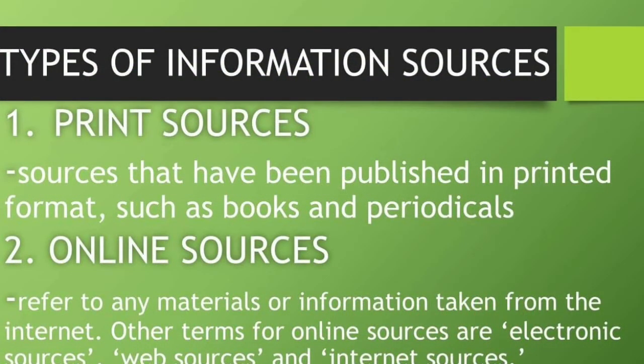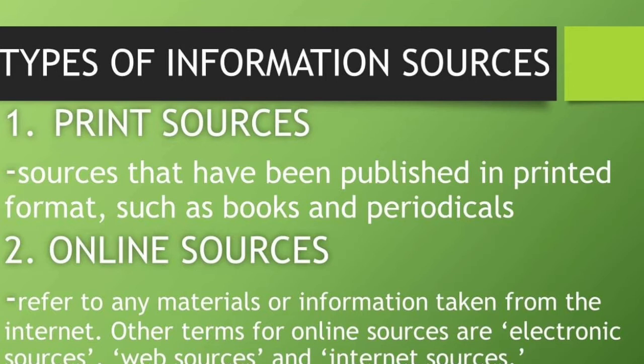And we have here the types or formats of sources of information, such as the print sources and the online sources. So when we say print sources, these are the sources that have been published in printed format, such as books and periodicals. Then when we say online sources, these refer to any materials or information taken from the internet. Other terms for online sources are electronic sources, web sources, and internet sources.